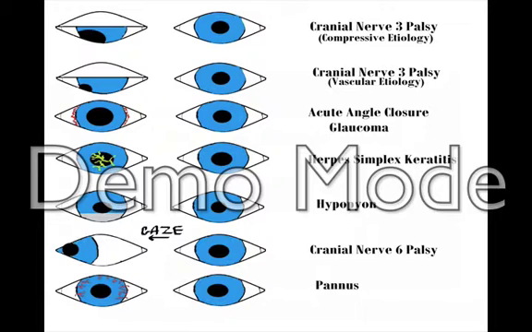In the second image, we again note ptosis and the fact that the eye is down and out, however, the pupils are equal in both eyes. And so we call this a cranial nerve 3 palsy, more likely to be a vascular etiology like diabetes.